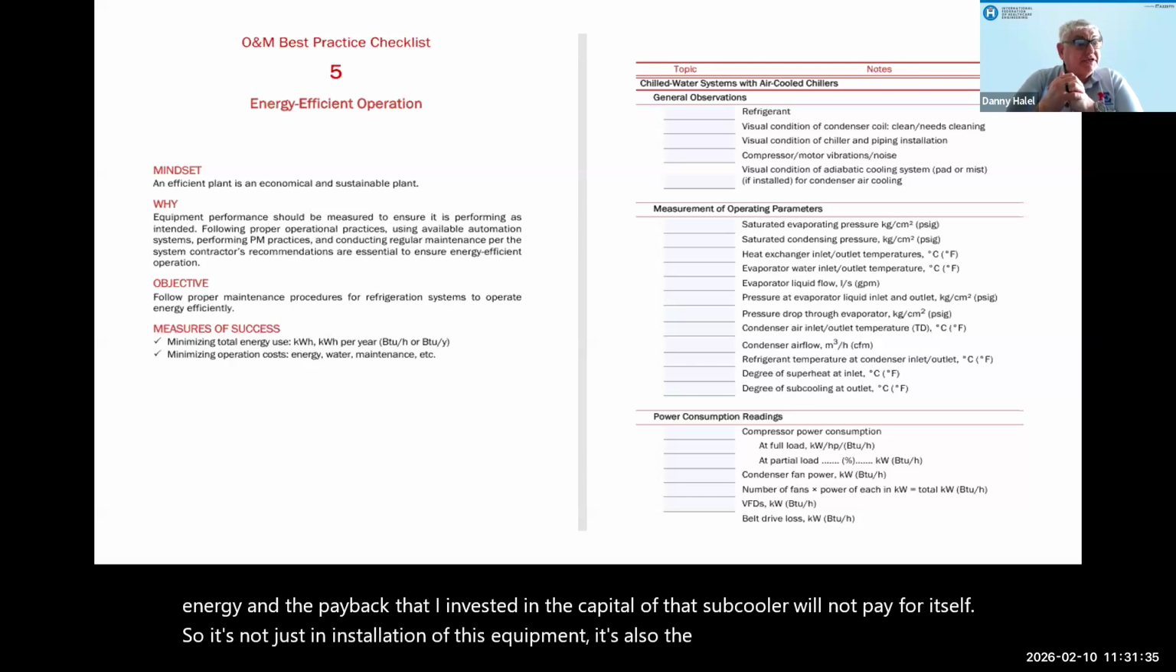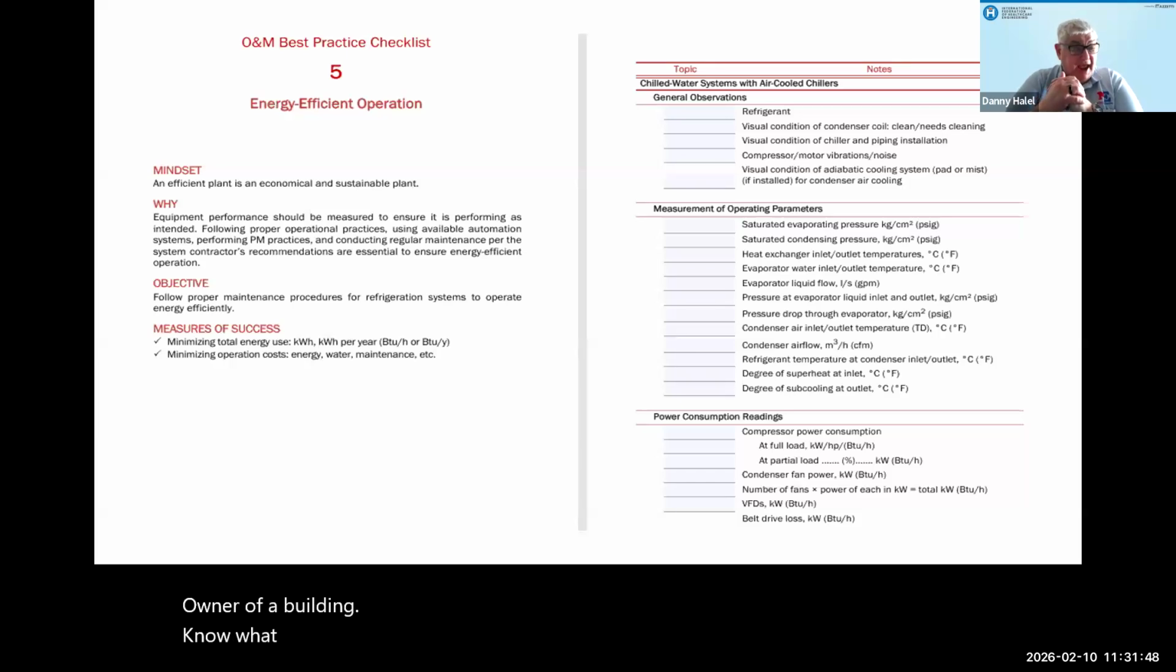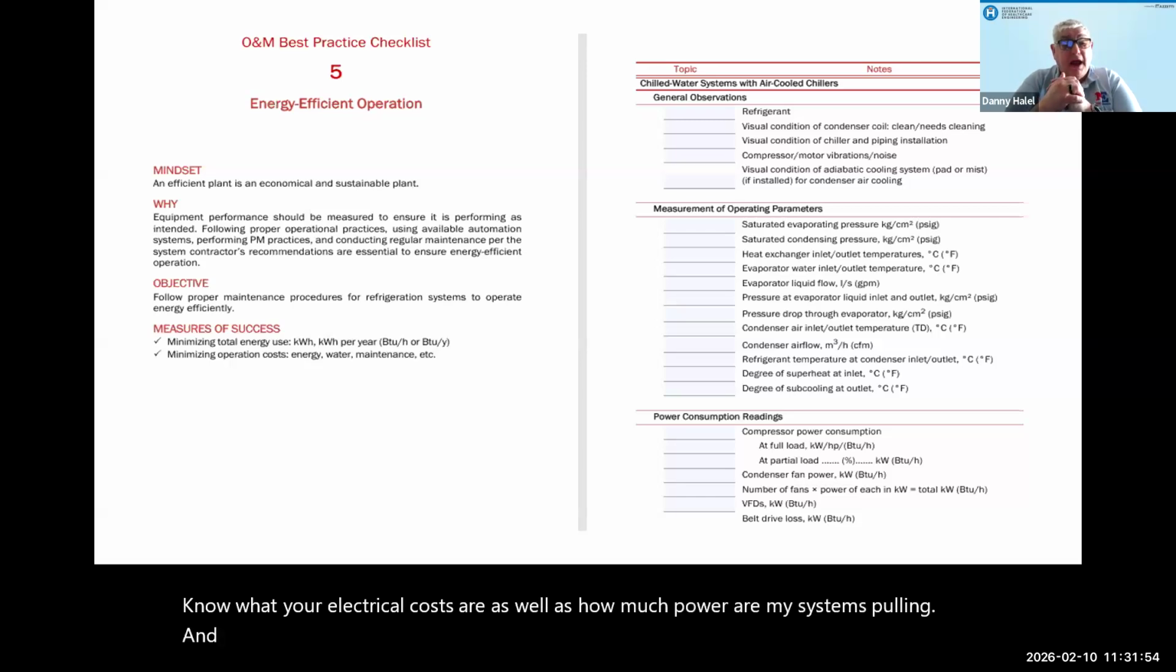What's my measure of success? Well, minimizing total energy use. You should, as an owner of a building, know what your electrical costs are, as well as how much power my systems are pulling. And you can make that comparison year to year and help, again, put in a preventive maintenance program to keep that cost low.